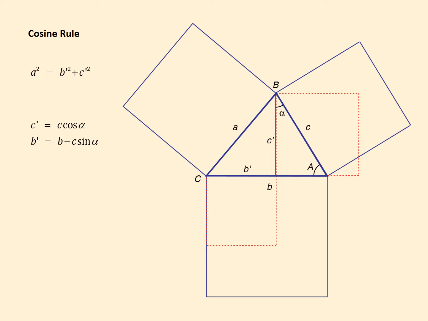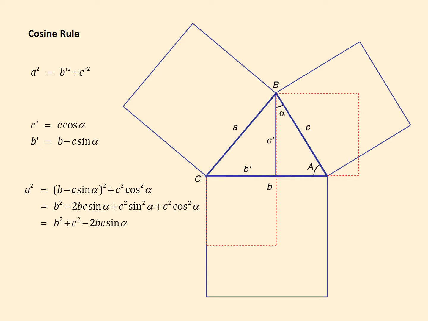Now C dash is C cos alpha, and B dash is B minus C sine alpha. And so we can write that A squared is B minus C sine alpha all squared plus C squared cos squared alpha. And multiplying out these brackets, we have B squared minus 2BC sine alpha plus C squared sine squared alpha plus C squared cos squared alpha. And those two last terms on the right simplify to C squared, because sine squared alpha plus cos squared alpha is 1. And that results in the cosine rule, A squared equals B squared plus C squared minus 2BC sine alpha.